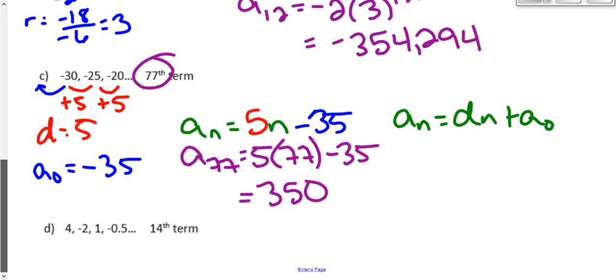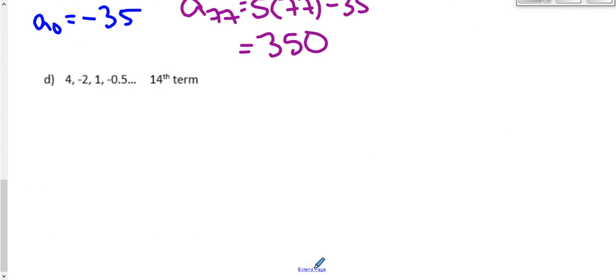Now we've got just one more to look at. So let's go ahead and find that pattern. To get from 4 to negative 2, I would have to subtract 6, but to get from negative 2 to 1, I would have to add 3. So we automatically know it's not arithmetic. Plus and minus do not count. They're not the same pattern every time. So let's go ahead and try and figure out if it's geometric.